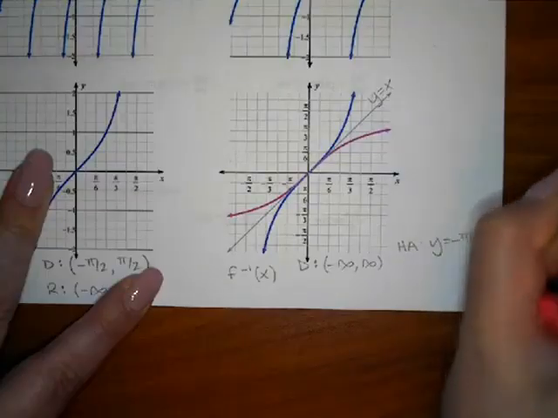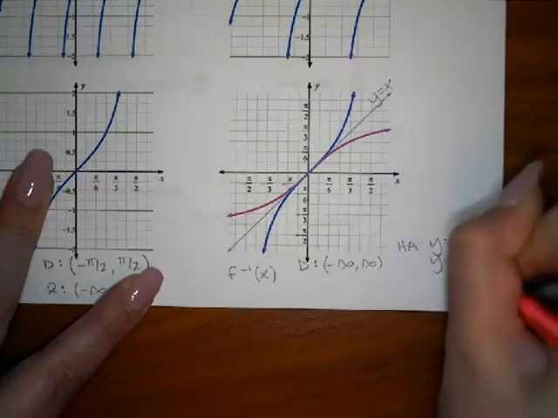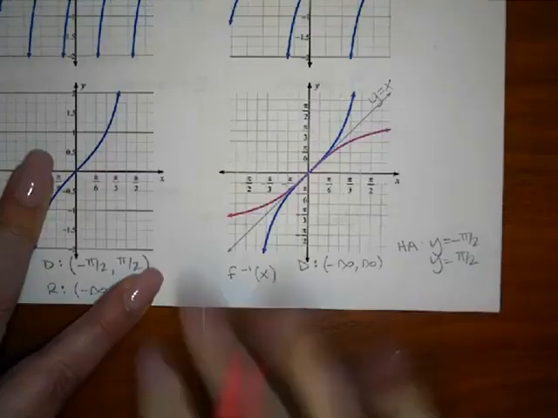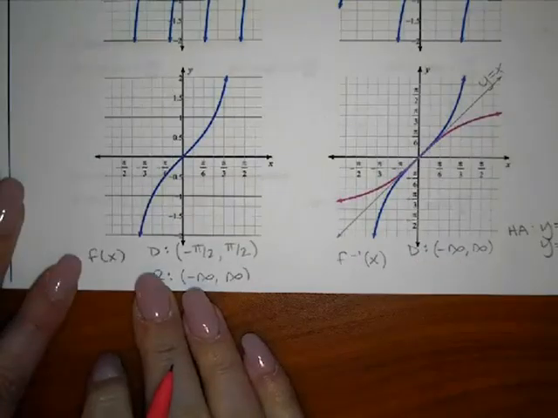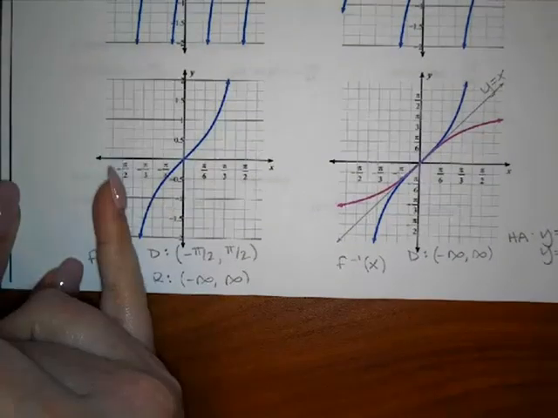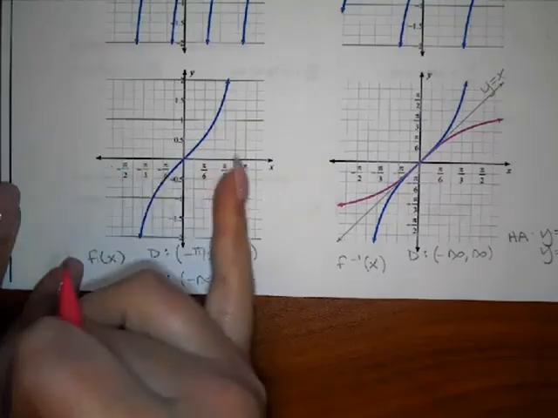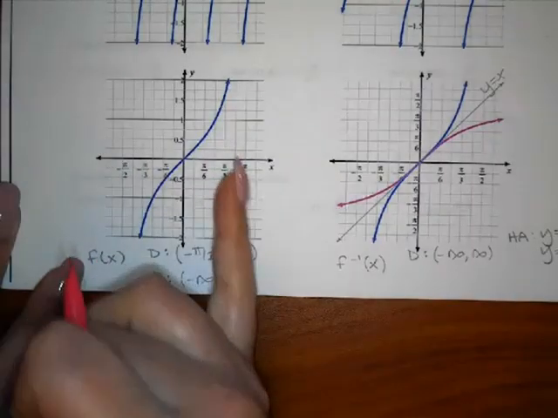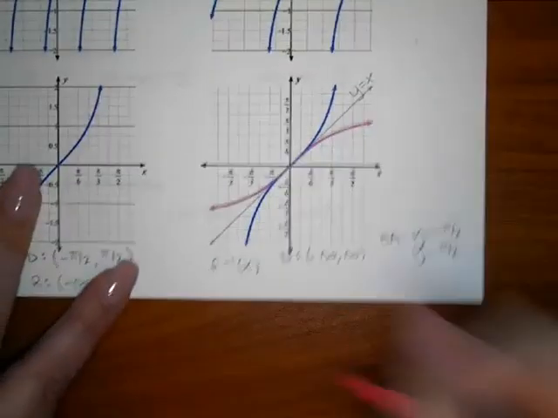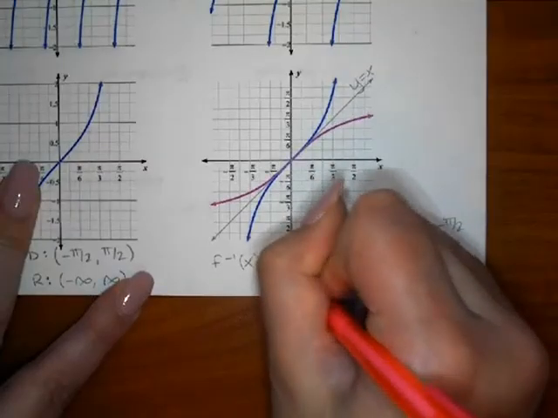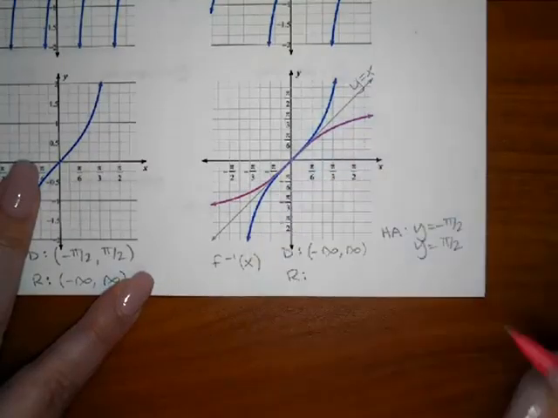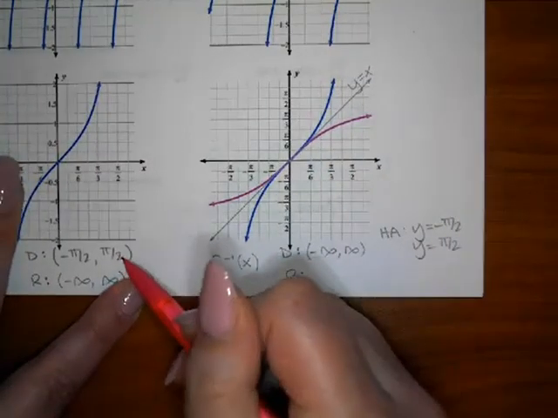Okay, because we used to have vertical asymptotes at x equals negative pi halves and x equals positive pi halves. So now those have become horizontal asymptotes. And then what used to be the domain is now the range: negative pi halves to pi halves.